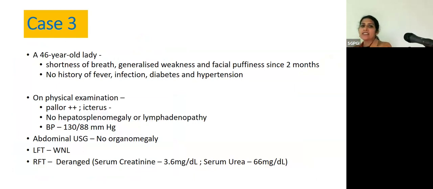So this is the third case. This is a 46-year-old lady who developed shortness of breath and facial puffiness. No other positive history. She had pallor, no hepatosplenomegaly, no lymphadenopathy. Her blood pressure was fine. The abdominal ultrasound was fine. Her RFT was arranged. Creatinine and urea were high.